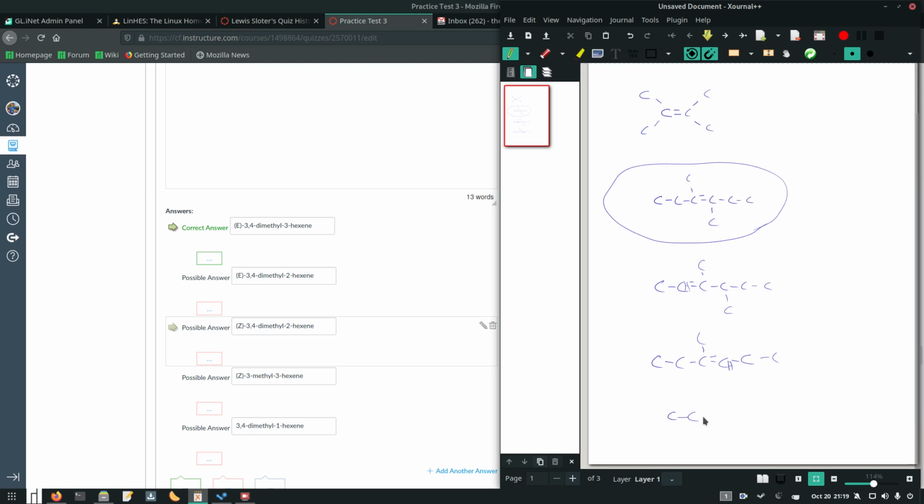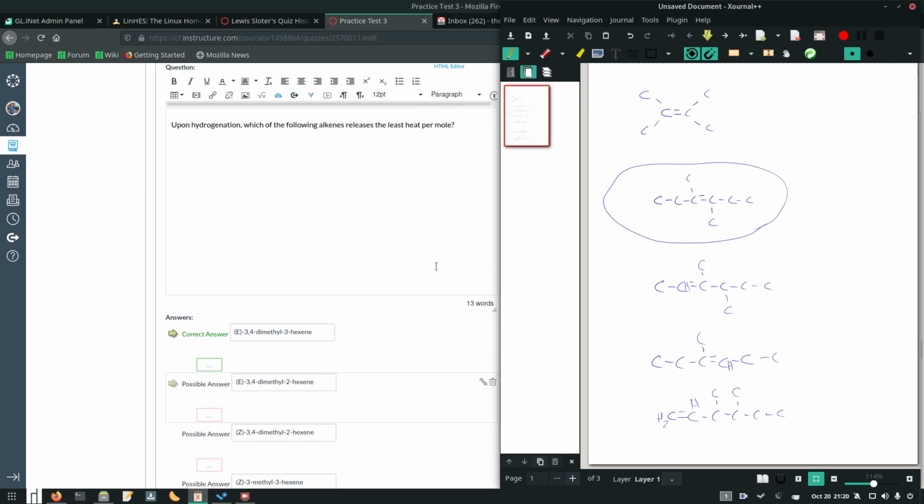And then the last one is 1-hexene with still the methyls on 3 and 4. This one actually has 2 H's here and 1 H there. That's going to have a very high amount of heat per mole. Alright, so you're looking at just the amount of substitution. The more substituted it is, the more stable it is, and therefore the least amount of heat when we go about to take it through hydrogenation.